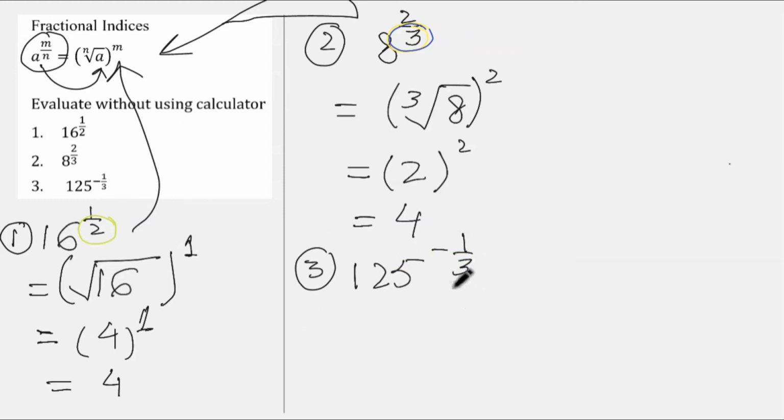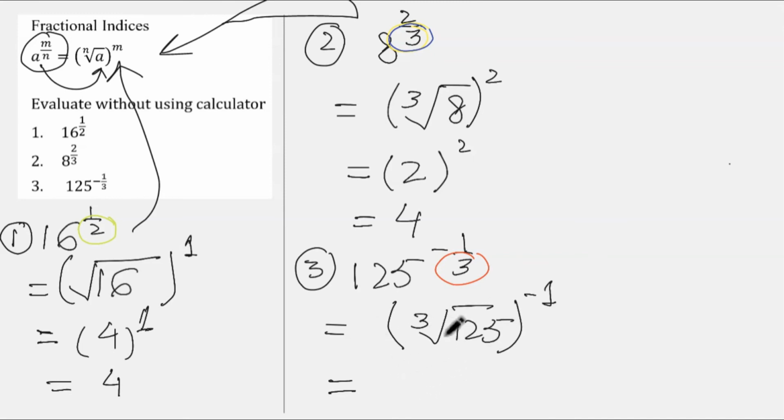Let's use the rule. Look at your denominator. Your denominator is again 3, so you will get a cube root. So this will be the cube root of 125, and the power outside will be minus 1. You can write this minus with 1, no problem in that. Or sometimes people prefer to convert this into a positive index first and then solve. This is quite up to you. You can use that method.